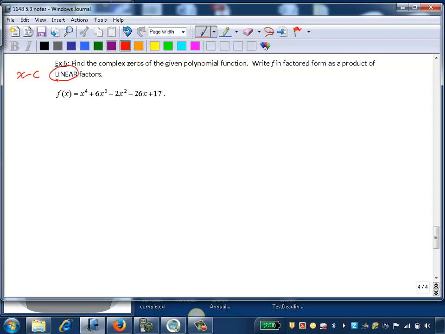Okay, so from our steps, we know our first step, we want to look at the degree. So we have a degree 4 polynomial, so that tells us we're going to have exactly 4 complex zeros. And then corresponding to those zeros, that means 4 linear factors. So for each complex zero, we can make its corresponding linear factor x minus that zero.